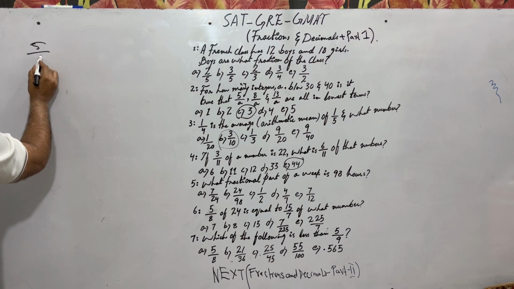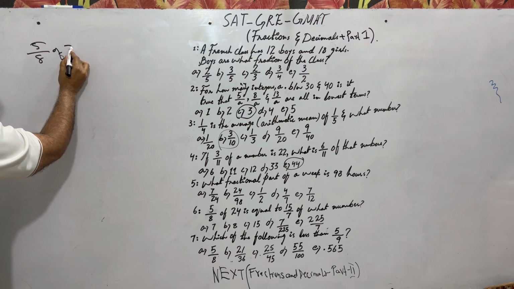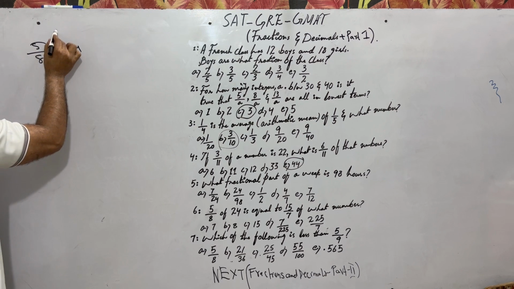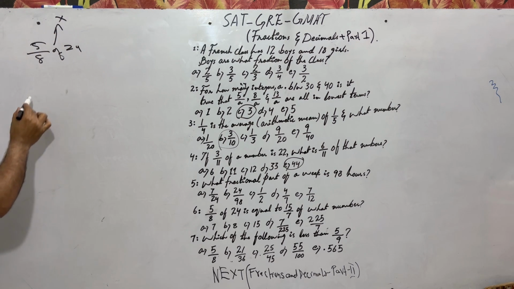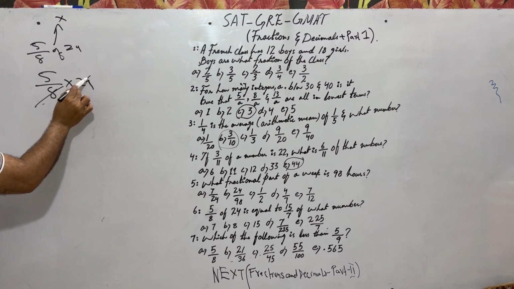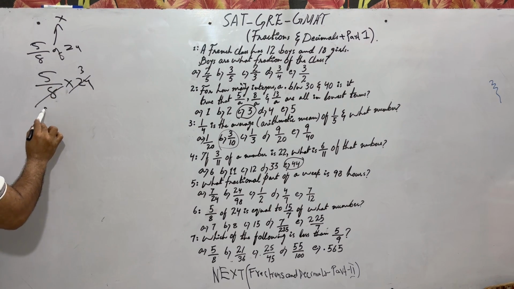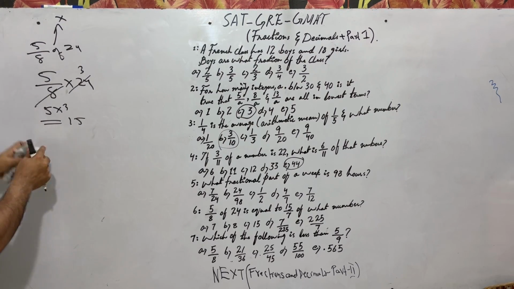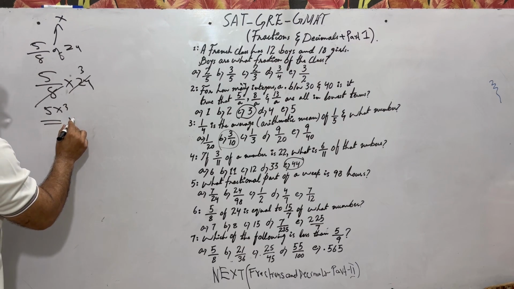5 upon 8 of 24. Of stands for multiplication. 5 over 8 of 24, that is 3 times 5. 5 times 3 is 15.